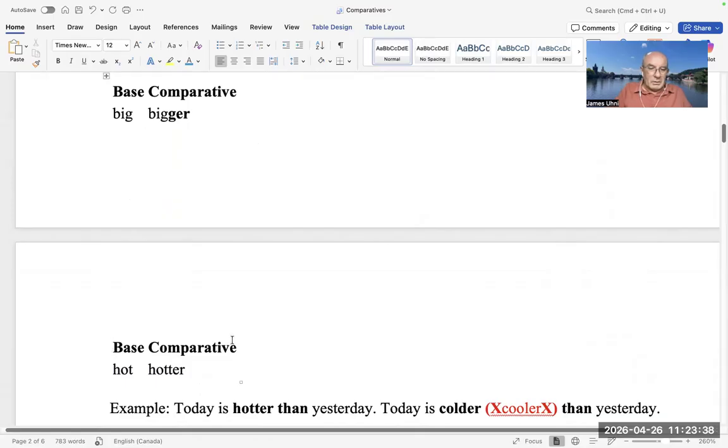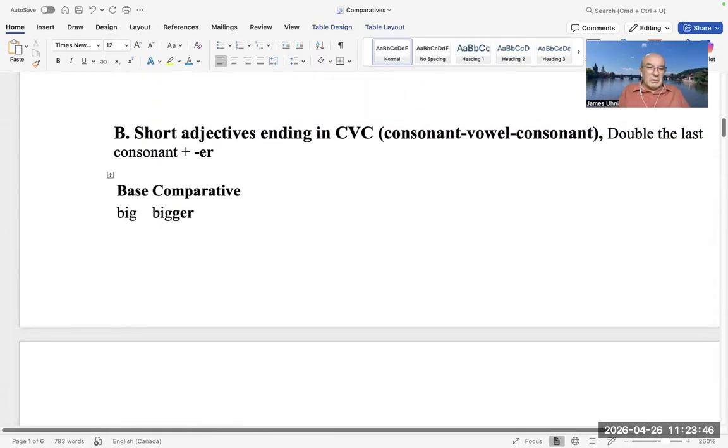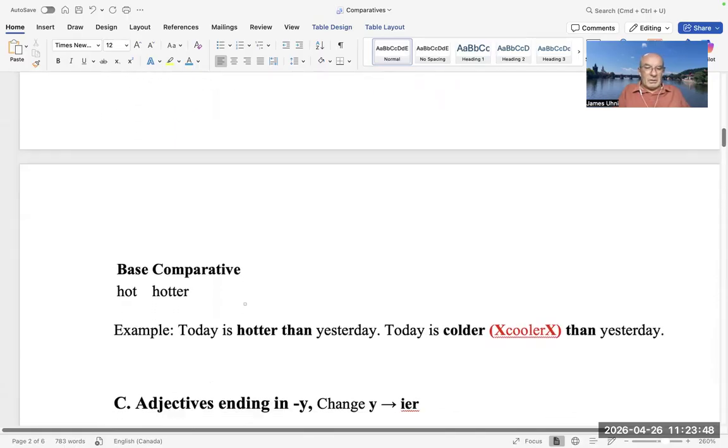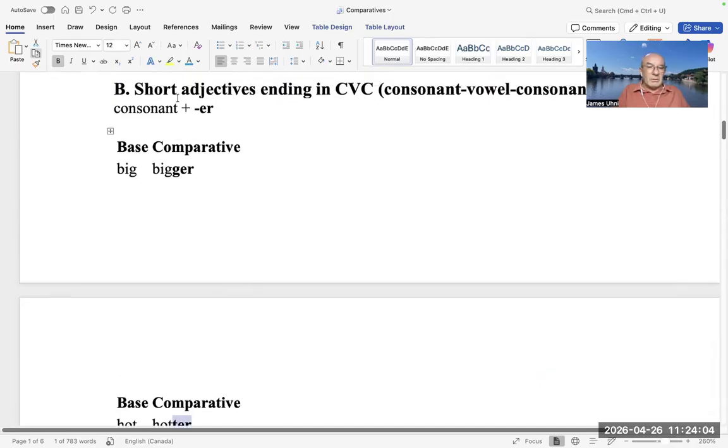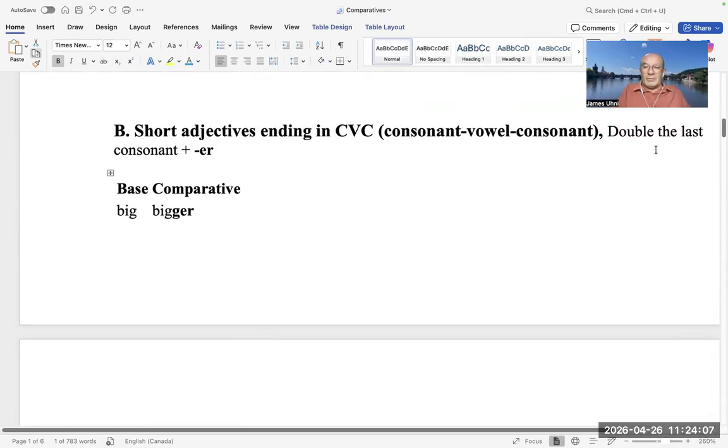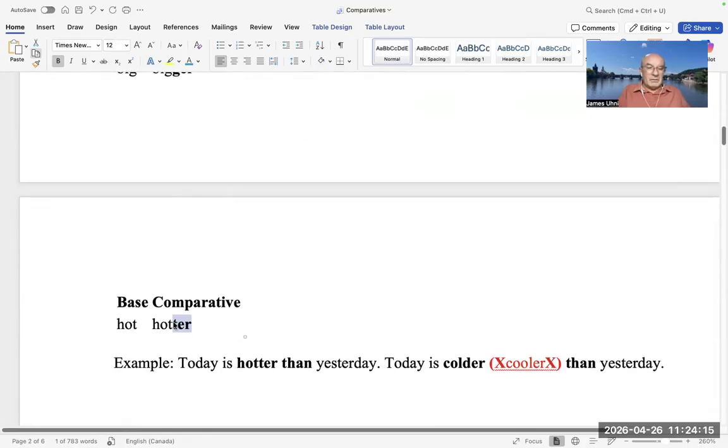I cannot delete it for some reason. Hotter. Okay, I will leave it as it is because it crosses the page and we have to use it as it is. So base, comparative: hot, hotter. We double the consonant plus er, just as it is said over here. Double the last consonant plus er. Double T plus er.